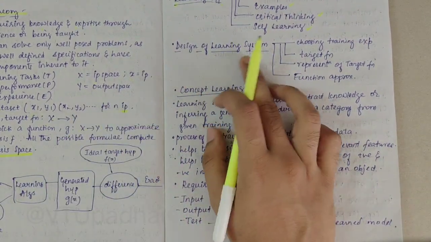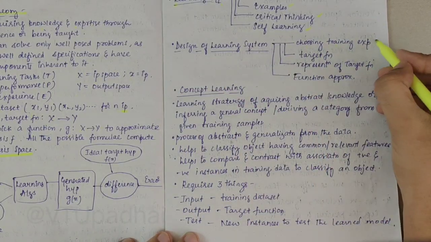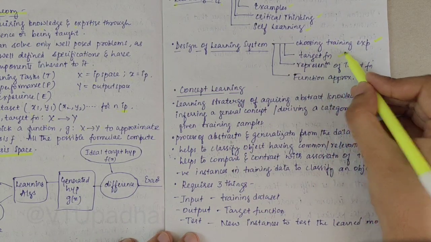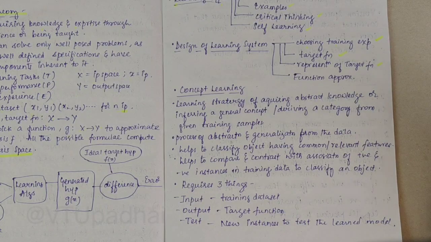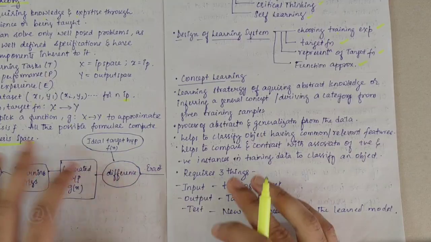Next we have the design of a learning system. In order to design the learning system, we need to choose the training component first, then the training function, then the representation of the training function, and later approximation is done to the training function. So this was about learning theory.